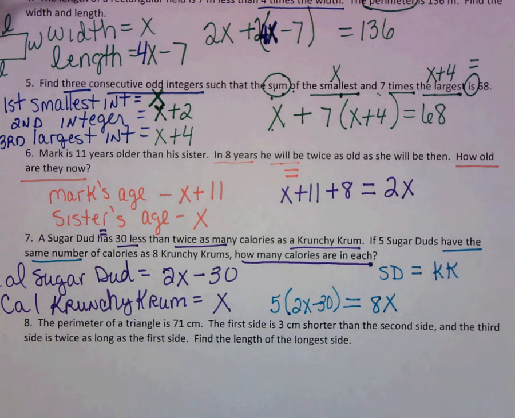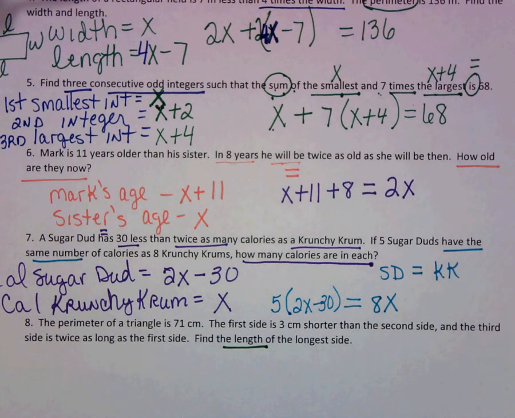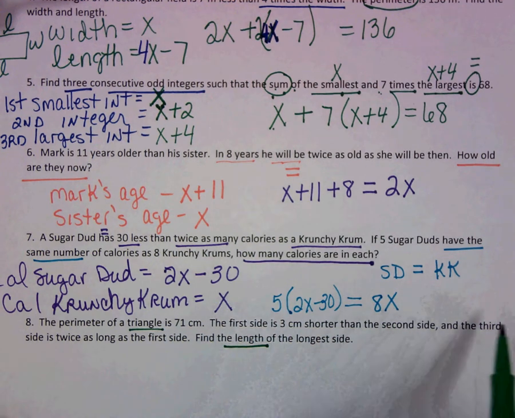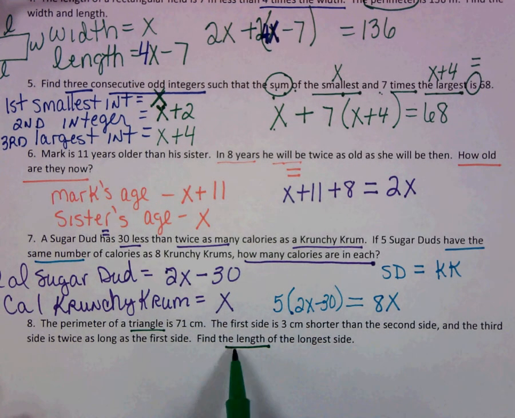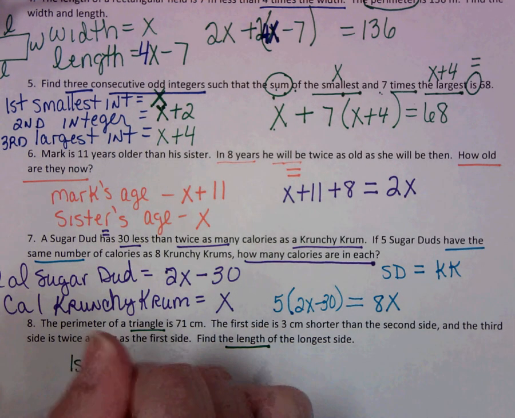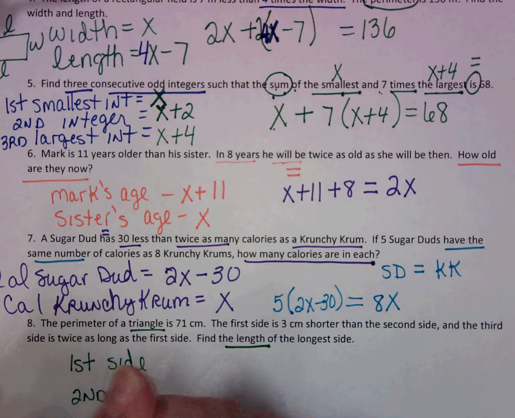Okay, let's look at the next one. Number 8. Find the length of the longest side. Now this time we're talking about a triangle, and it talks about the first side, the second side, and the third side. So even though we're only trying to find the length of the longest side, I still don't know what the first side is, or the second side, or the third side.